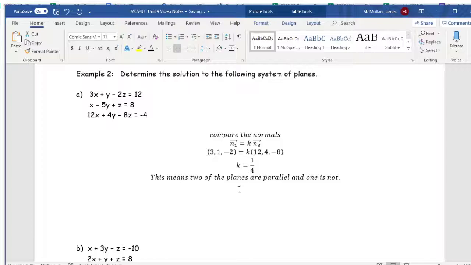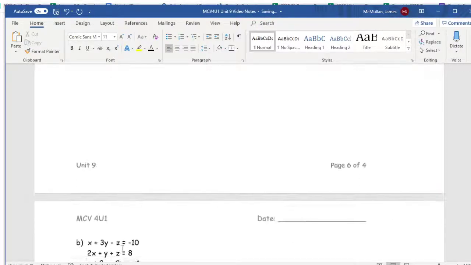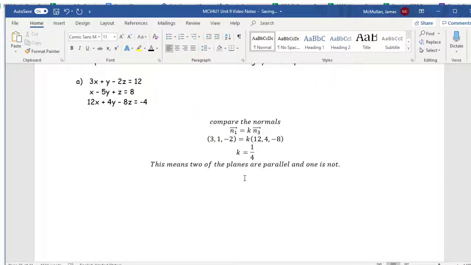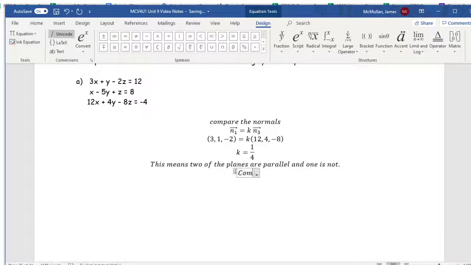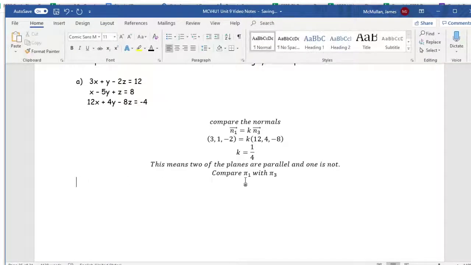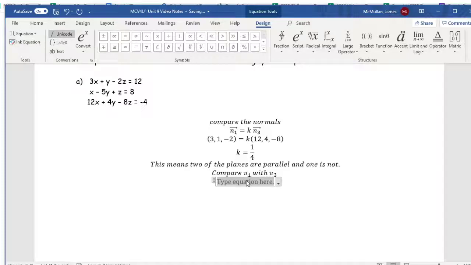Alright, so where are we? I'm going to just move this to the other page. There's no way we're going to have that much room. Okay, so let's compare pi 1 with pi 3. So if you were to quadruple the first one, so let's say we were trying to solve it. 3x plus y minus 2z equals 12.